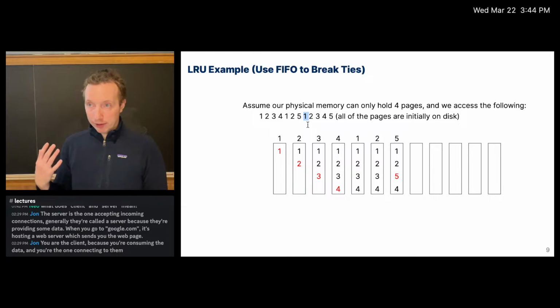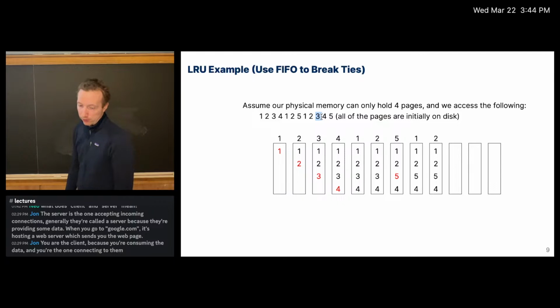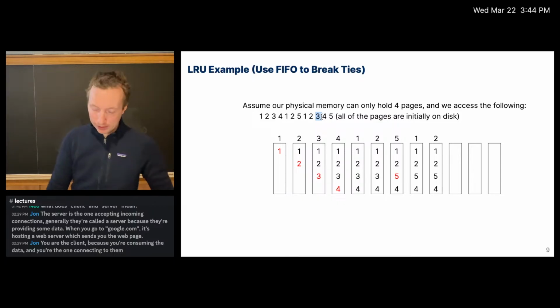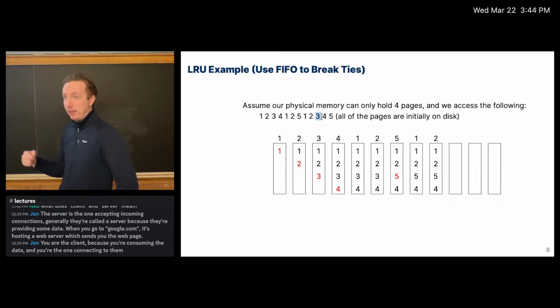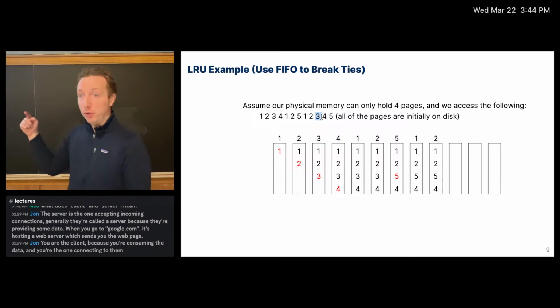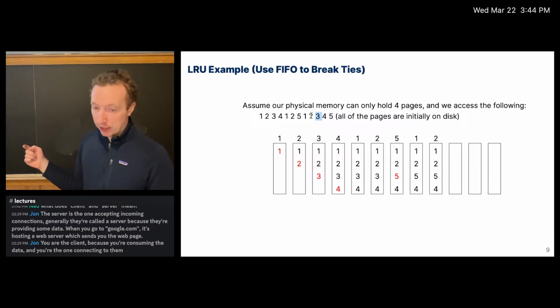So access page 1, we're all good, it's already there, so we don't have to replace anything. Then we access page 2, again, already there, don't have to kick anything out. Now when we access page 3, oh, shucks, now we have to kick something out again. So again, we look backwards in time to see what has been used least recently. So if we go backwards, we can't kick out 2 because it was used right before.